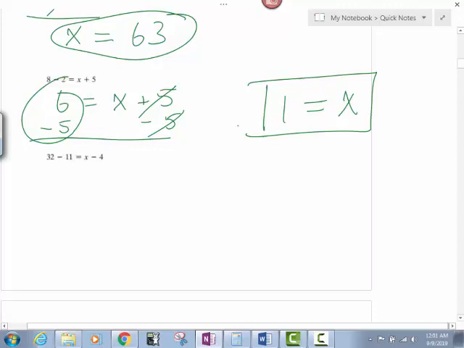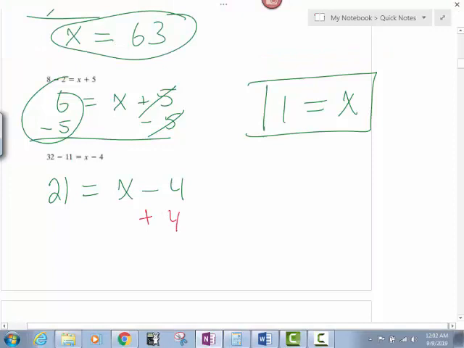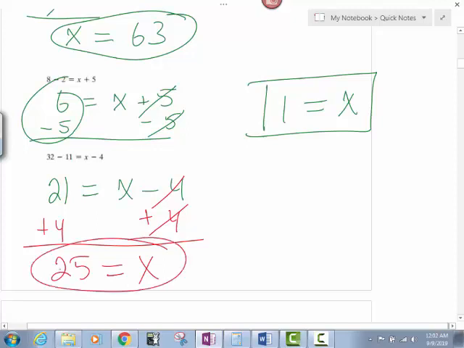Similarly, in the next problem, 32 minus 11 should give us 21 equals x with a minus 4. Okay. Since we're subtracting 4, we're going to do the opposite, which is to add 4. The x's go away. The negative 4 and the positive 4 go away. The x is by itself. 21 and 4 leaves us with a total of 25.